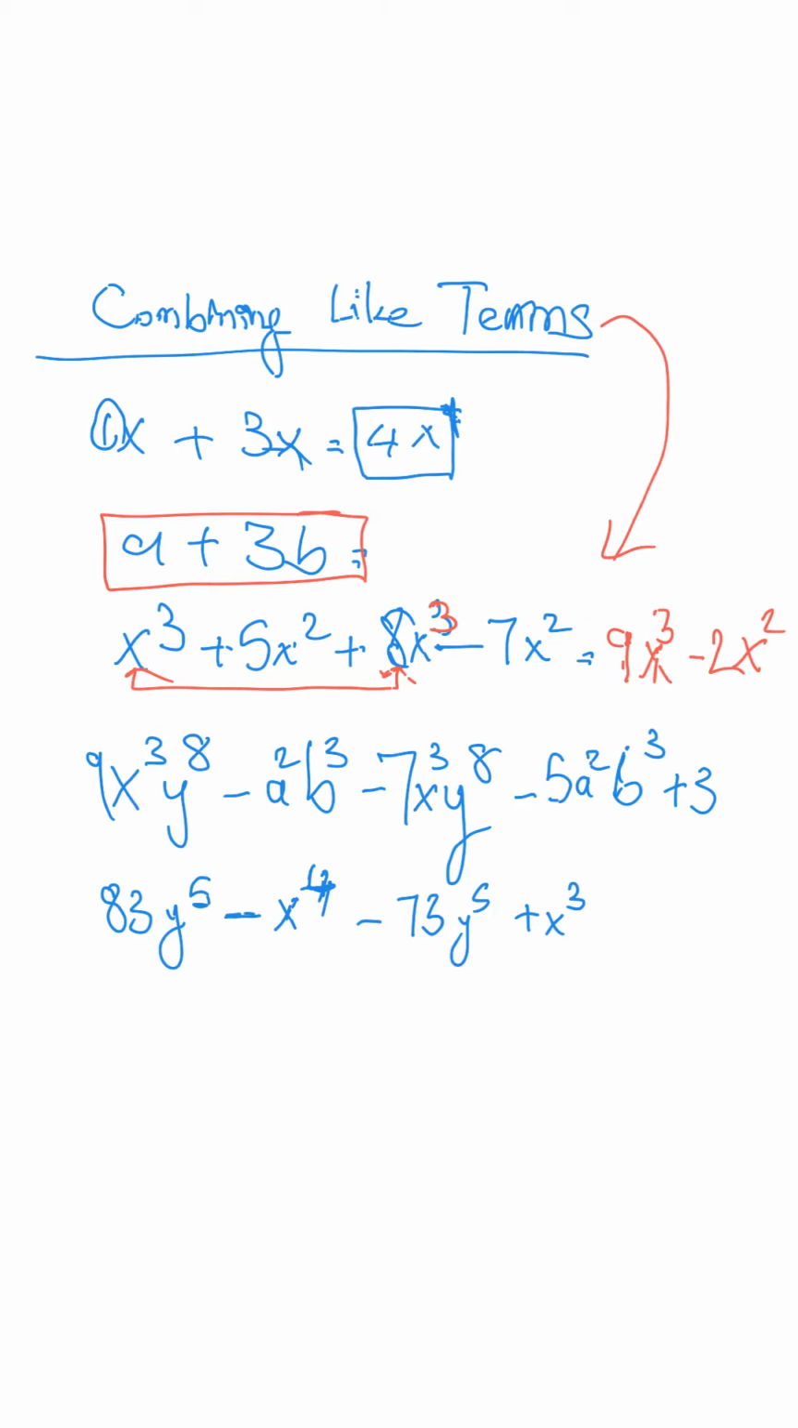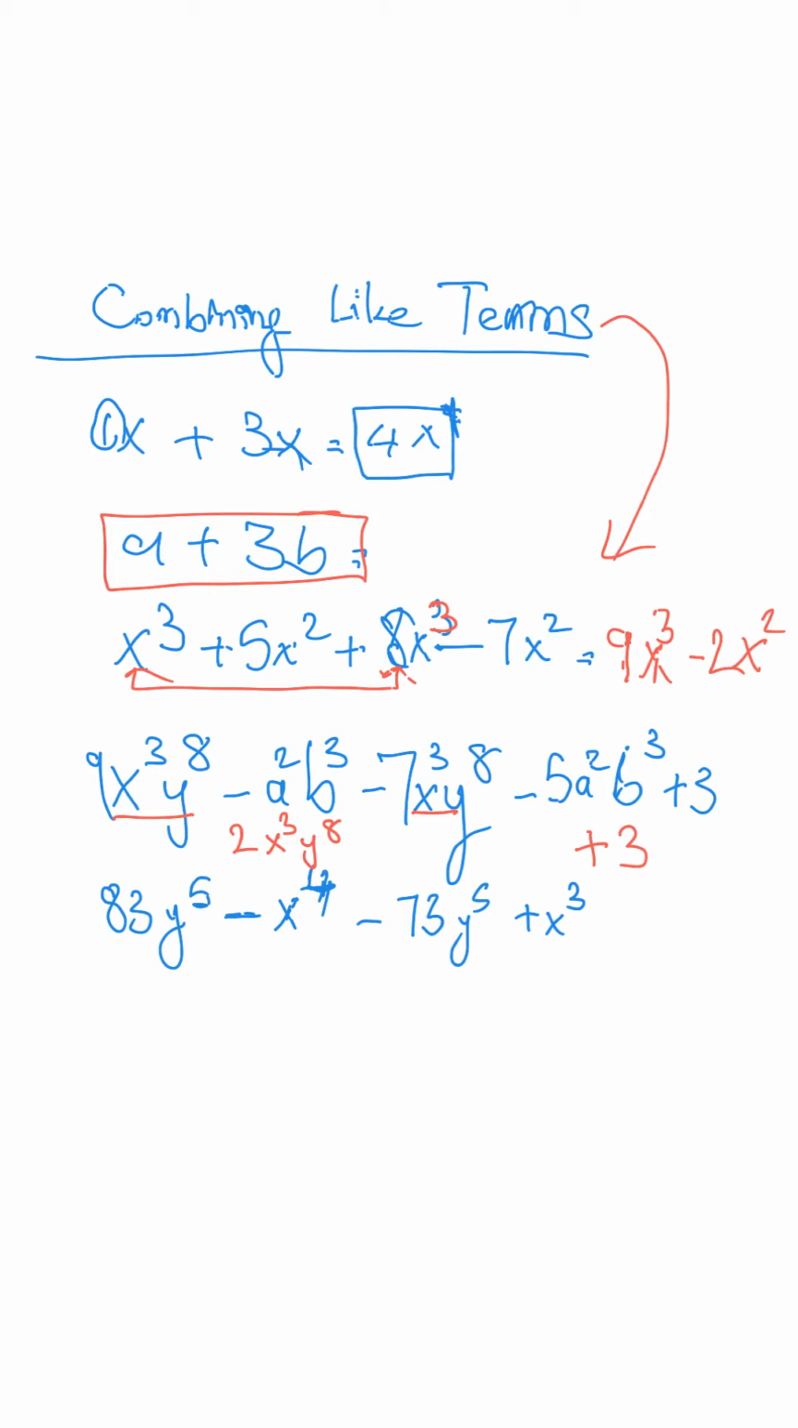Now let's look at this long phrase. Is there anything common over here? Yes, these 2 pairs are common. The 3 stands by itself. So at the end of this expression, we have to keep the 3 as it is because there's nothing to add or subtract with that. So 9 minus 7, this has the same letter with the same power. So 9 minus 7 will give us 2x cubed y to the 8th power.